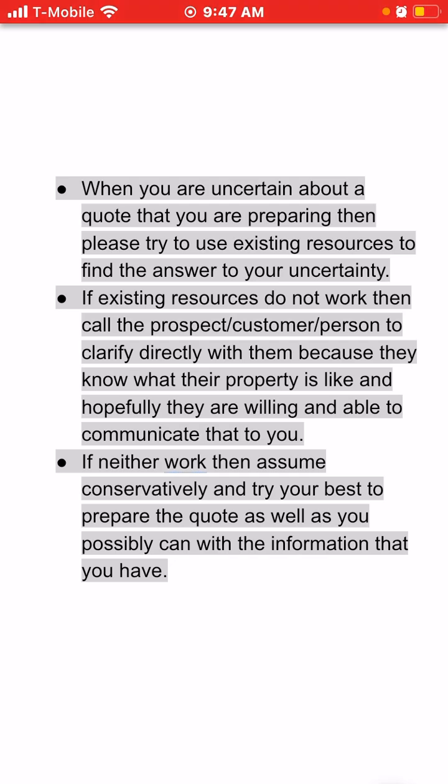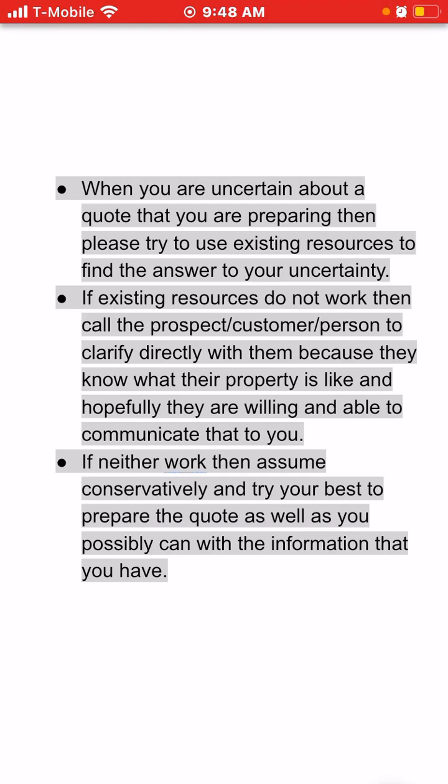If that does not help, or other public resources that you have access to do not help, then who is going to know the most about that? The prospect will be the most knowledgeable about their given situation, right? If you pull up their property, that customer is going to be able to clarify directly with you better than you talking to your supervisor and asking them, what is this? Neither of you might know, but the customer almost guaranteed knows. So if public resources don't work, then contact the customer. Be direct. Ask them for clarification because they know what their property is like, and hopefully they're willing and able to communicate that to you.